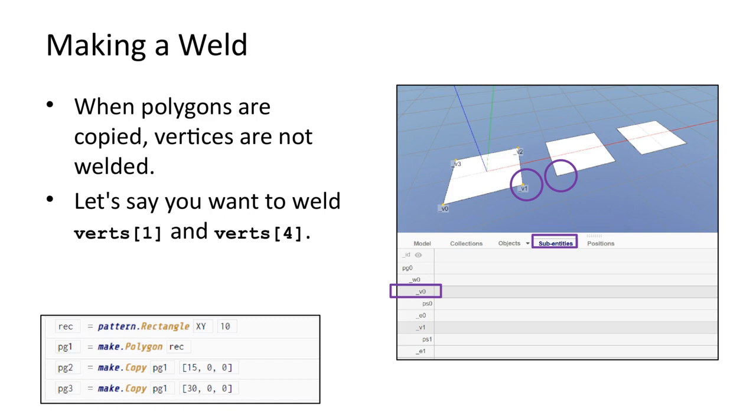In the second example, we want to make a weld. In this case, 3 polygons have been generated. We have left a gap between the polygons to make it clearer to see what is happening when vertices are welded. Let's say you want to weld the 2 vertices that have been circled.